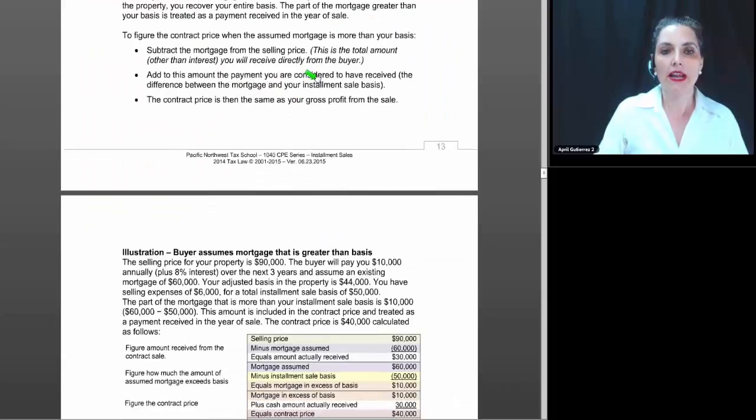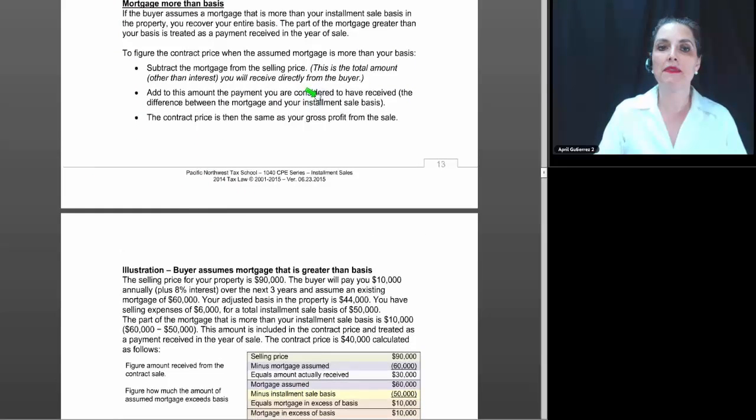So let's look at what happens in a similar situation, but this time the mortgage that is assumed is more than the seller's basis. If the buyer assumes a mortgage that is more than your installment sale basis in the property, you recover your entire basis. The part of the mortgage that is greater than your basis is treated as a payment in the year of the sale.